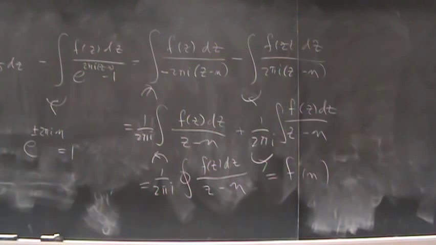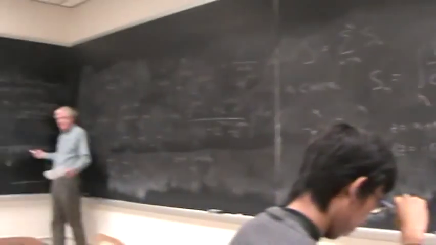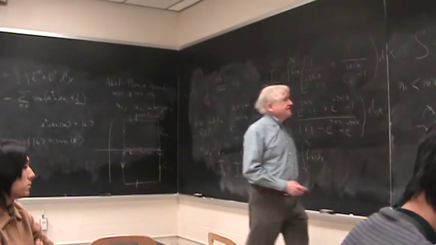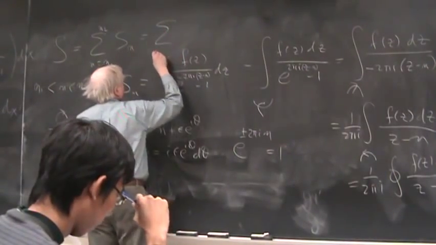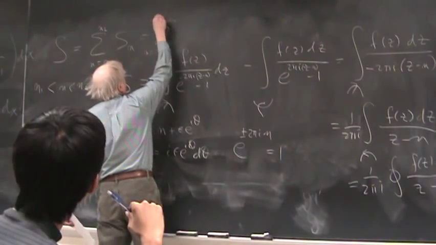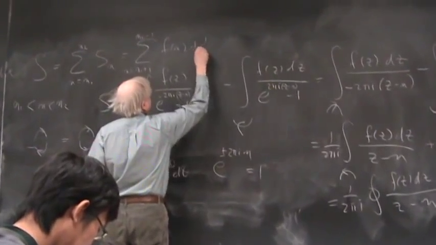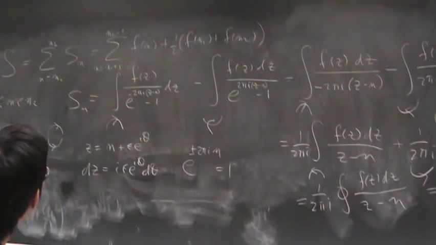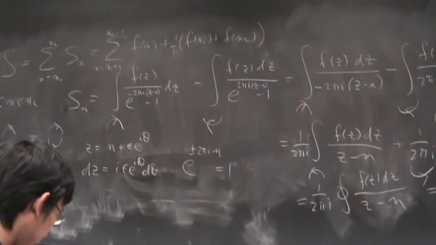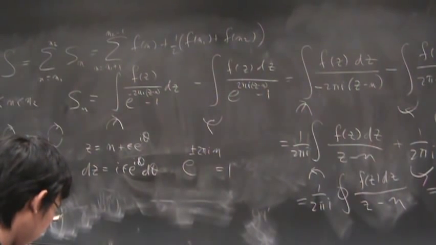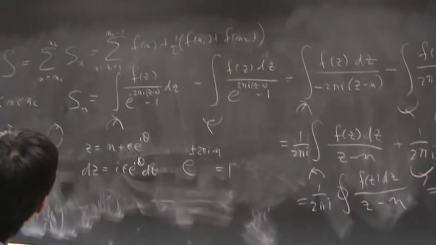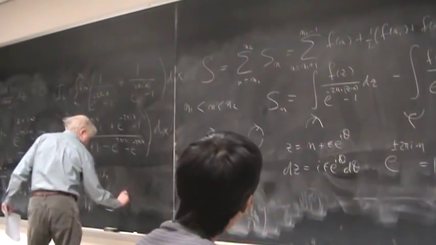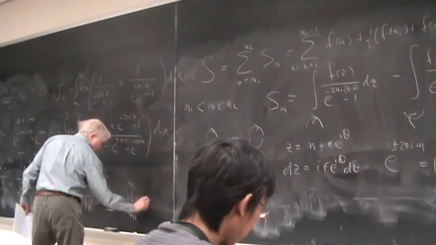The other case is when we have the quarter circles, and clearly they just give 1/2. Instead of f of n1, you get a half f of n1, and you get a half f of n2. And so this sum here is the sum from n1 plus 1 to n2 minus 1 of f of n, plus a half of f of n1 plus f of n2. So that's then what Tx is. Tx, in other words, is equal to S, the sum that I just wrote, minus the integral from n1 to n2 of f of x dx.